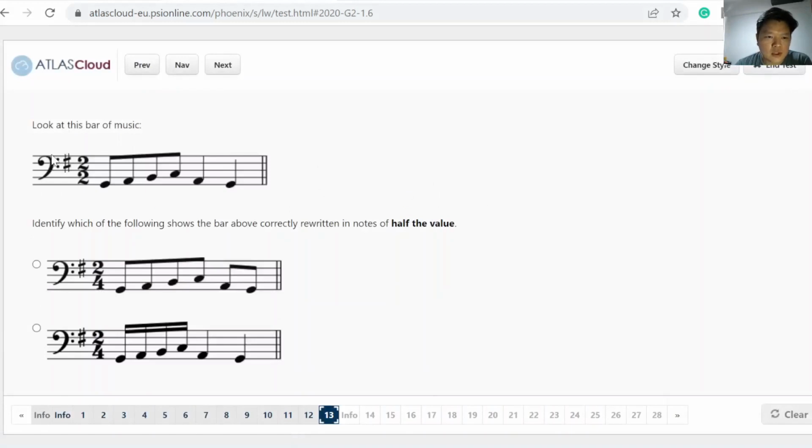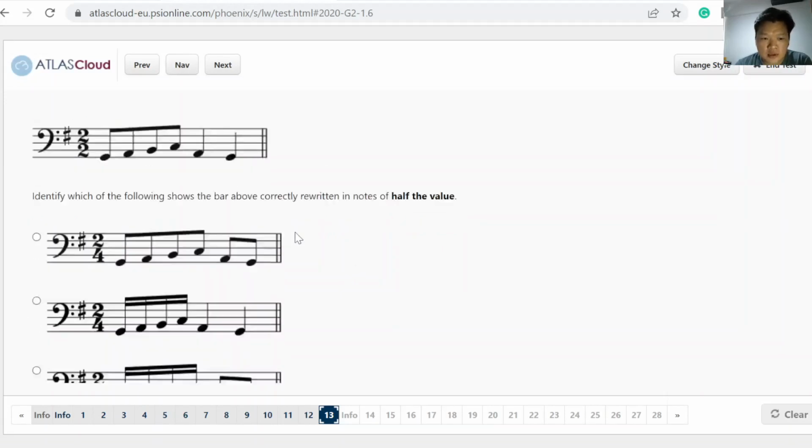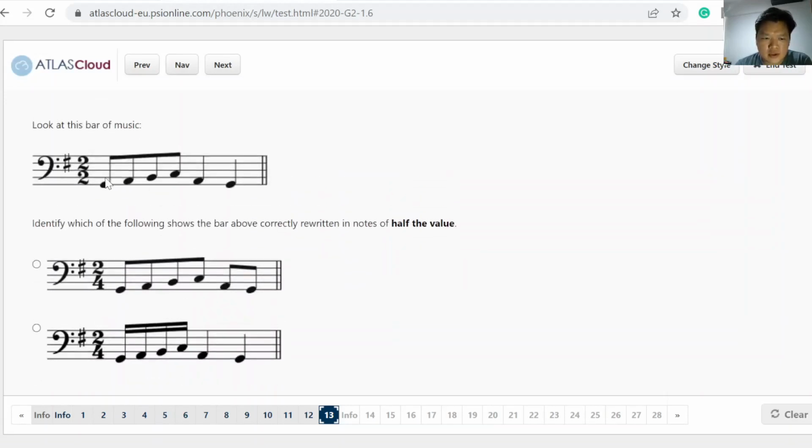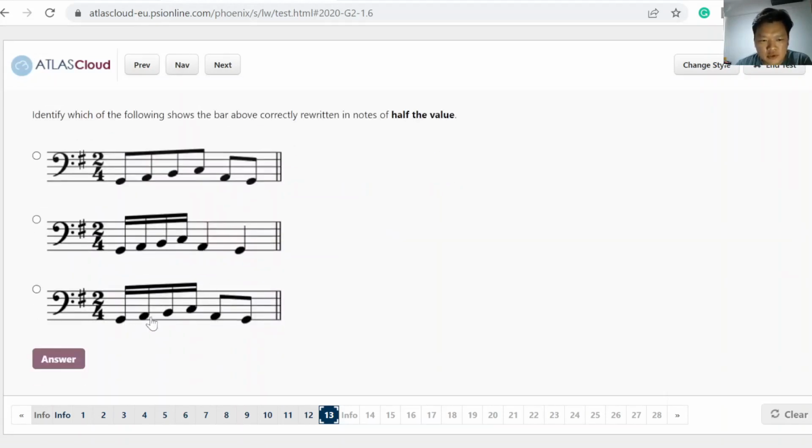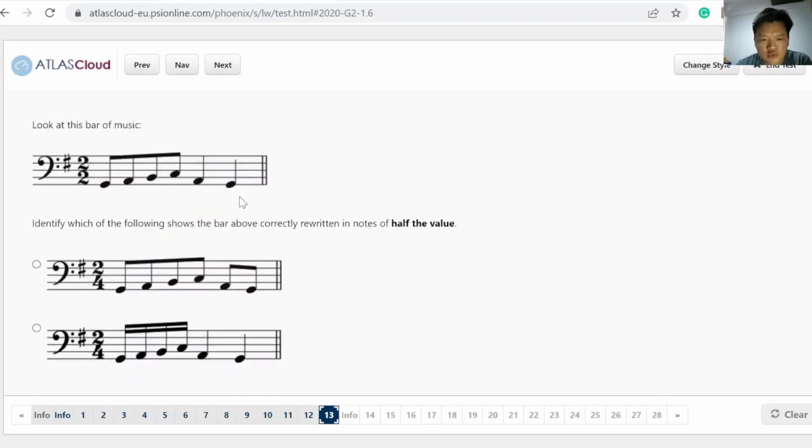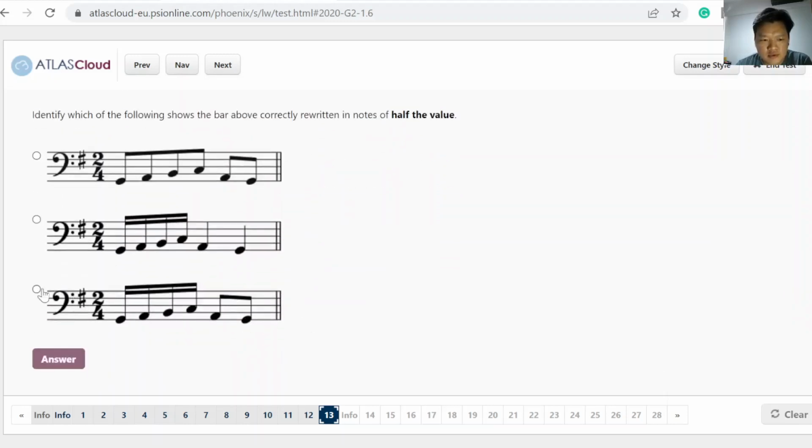Next one, okay, look at this balance of the music, right? You need to halve everything, divided by 2. Okay, so you look at the first notes here, there's 4 half counts. So 4 half counts divided by 2 will be 4 quarter notes here. So you got 4 quarter notes over here. Then 2 crotchets will become 2 halves here. So your answer is this one.